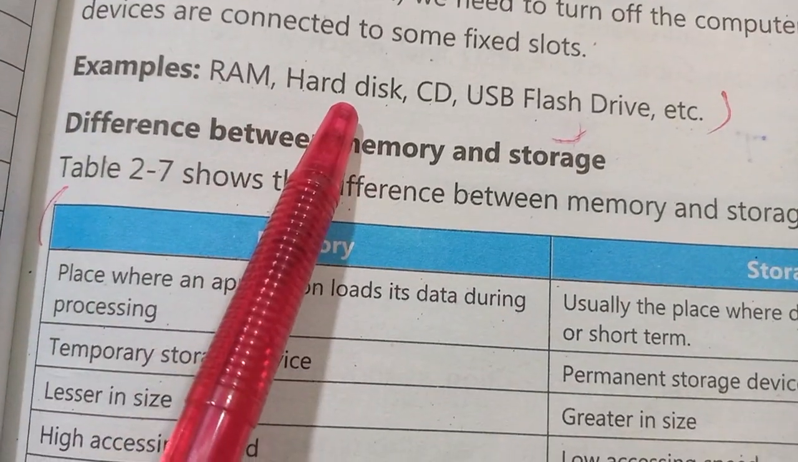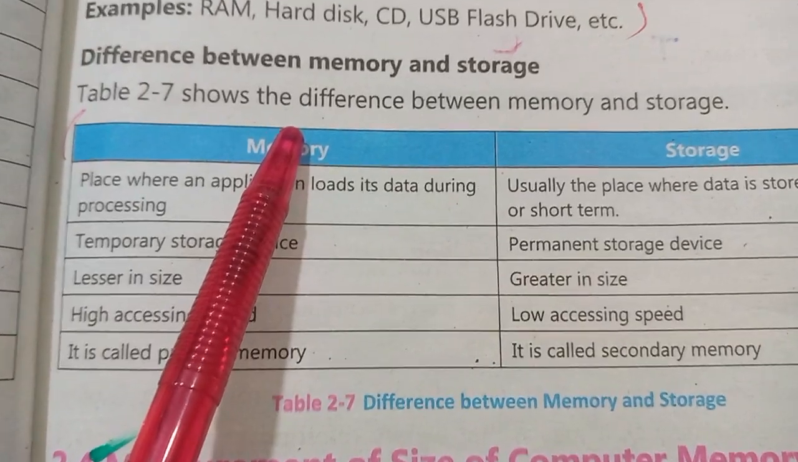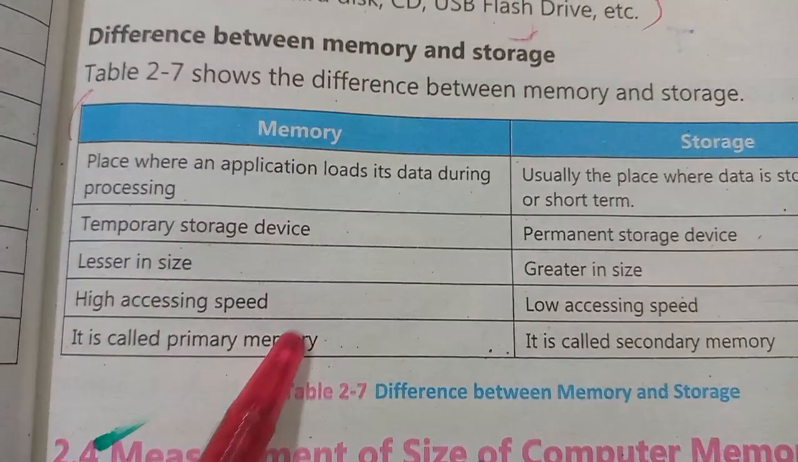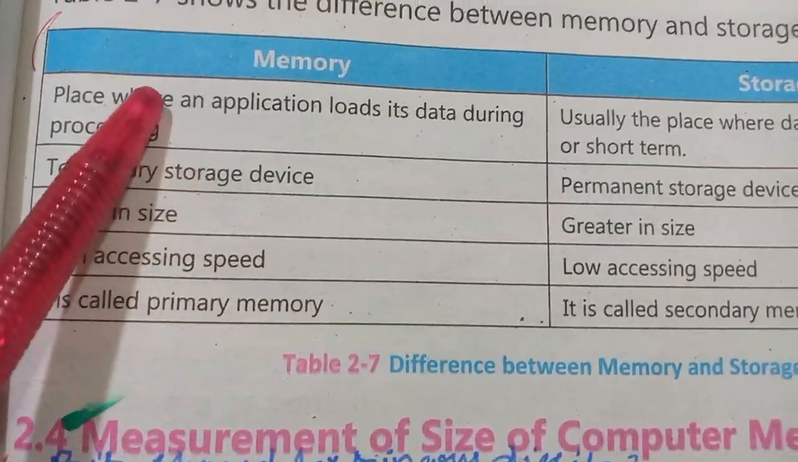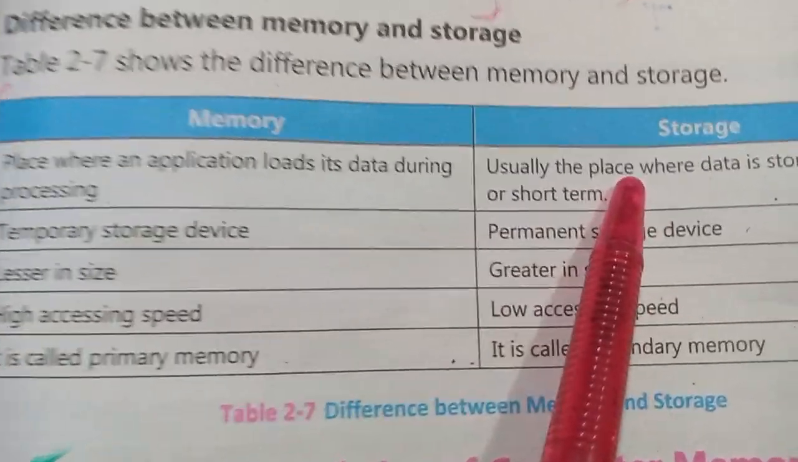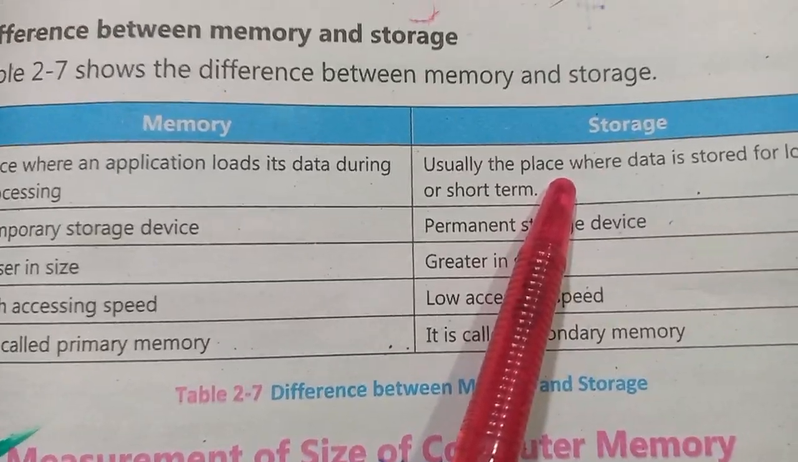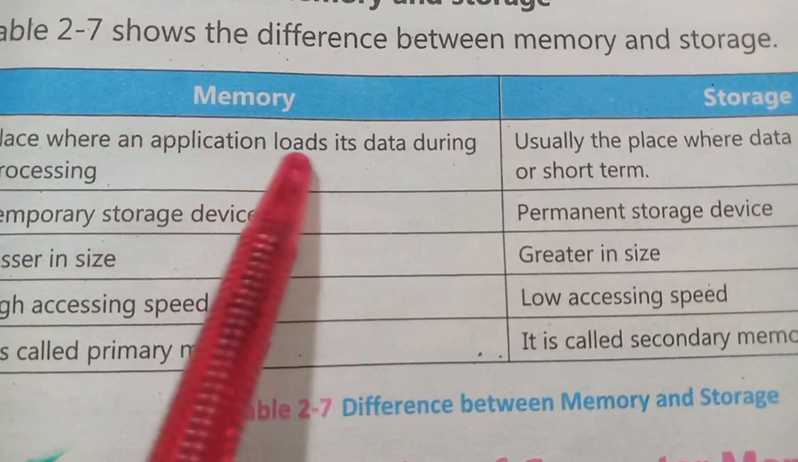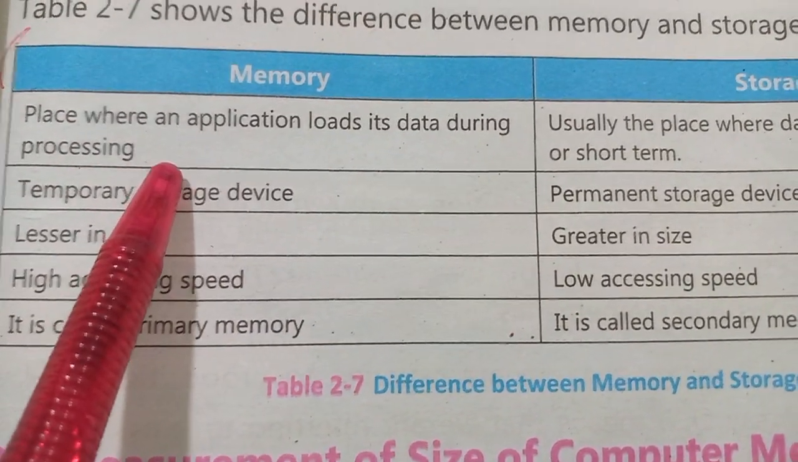Examples are RAM and hard disk. So here is a table which describes the difference between memory and storage. Five points are given. If you remember this piece of information, then you can write its opposite here for the storage device. So the first point is memory: the place where an application loads its data during processing.